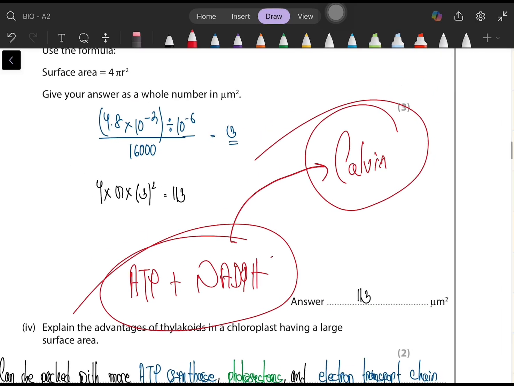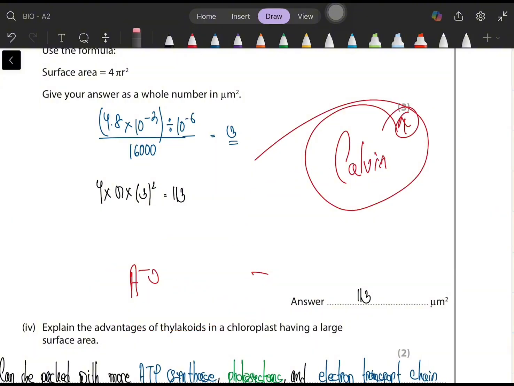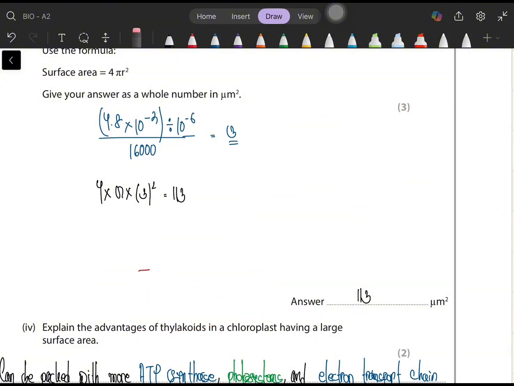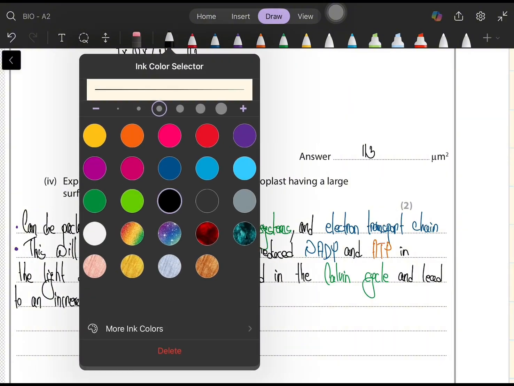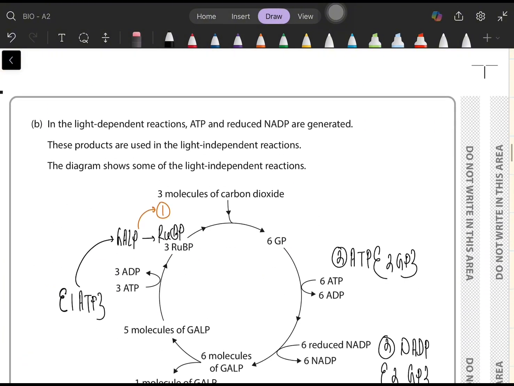And as the amount of this increases, the rate of light independent reactions increases as well. So this is what I have written over here. Can be packed with more ATP synthase, photosystems, electron transport chain. This will lead to faster production of NADPH and ATP in the light dependent reaction that can be used in the Calvin cycle or light independent reaction, and the light independent reaction takes place inside the stroma. And this leads to an increase in the biomass. Clear? All right, let's just move on.